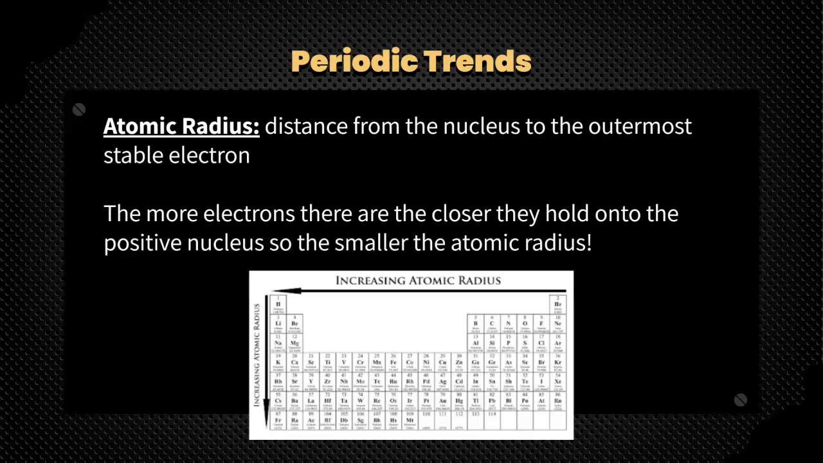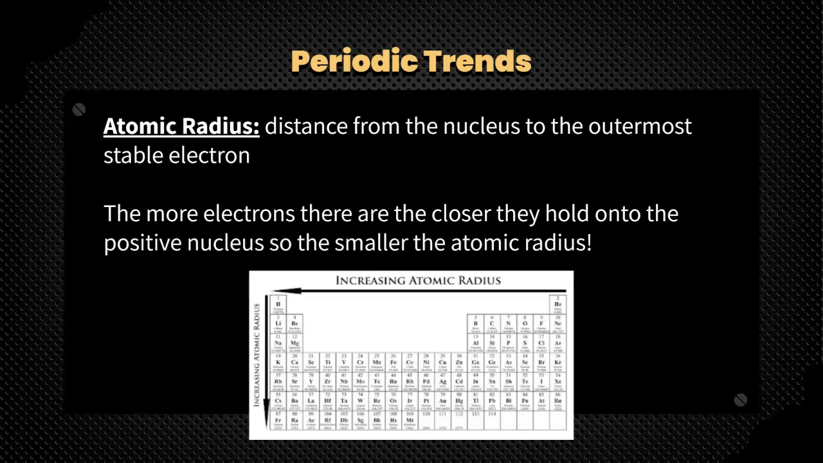Now let's go over our 3 periodic trends. So first we have atomic radius, which is the distance from the nucleus to the outermost stable electron. If we look at our periodic table here, you see that atomic radius increases as we go down the periodic table, which makes sense because what did we just say about periods, or rows, of the periodic table and the electron shells? The lower down you go in the periodic table, the more electron shells there are, so the bigger the radius of your atom.